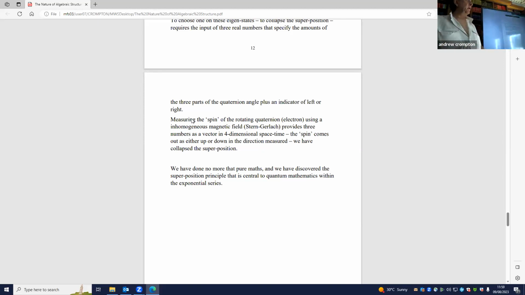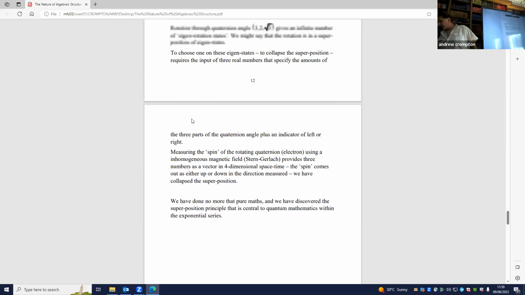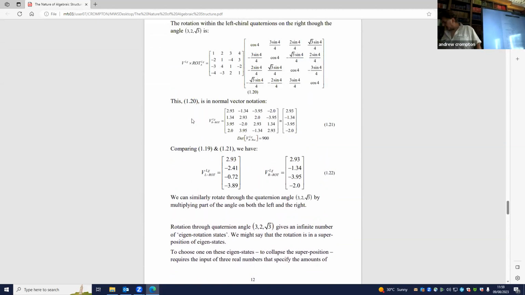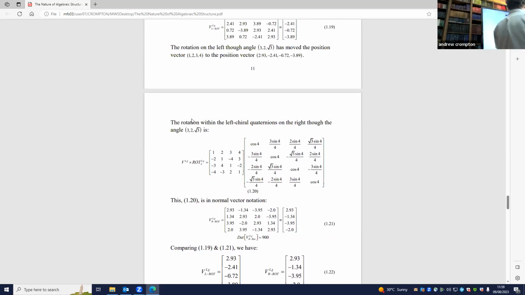And they expected that they'd get all sorts of variation because the actual electrons would be spinning in all sorts of directions. But every time it was either up or down. What they had effectively done, they'd fed three numbers into the quaternion. The three numbers were the vector in four-dimensional space-time. It points out the direction. If you feed three numbers into a quaternion rotation matrix, a third on the right, a half on the right, a tenth on the right, then you collapse your infinite set, your superposition of eigenrotations, to just two.